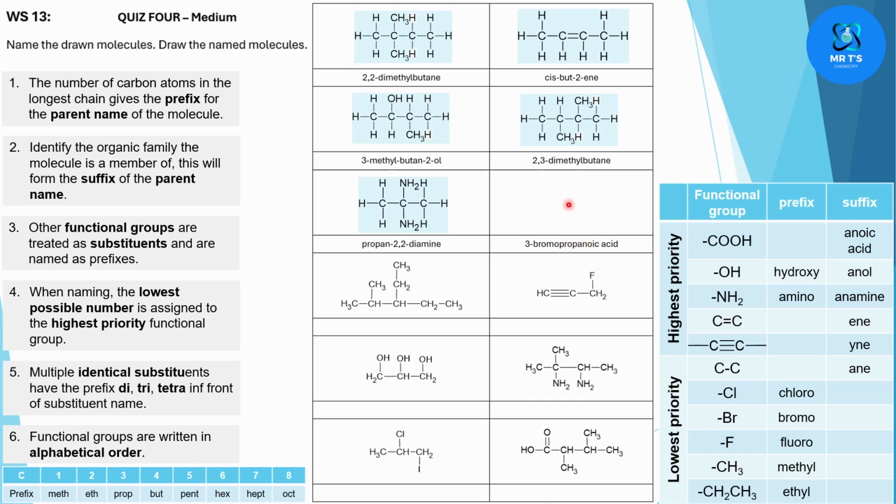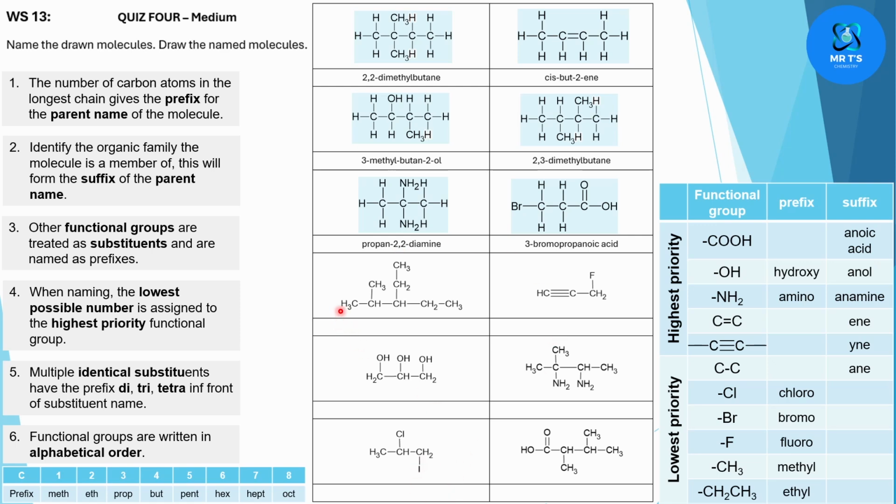3-bromopropanoic acid. So we'll draw 3 carbons in a row with a carboxylic acid functional group on one end, and then we start numbering from the carboxylic acid functional group, 1, 2, 3, so it's 3-bromopropanoic acid. Okay, so the next part we're going to do is name these 6 molecules.